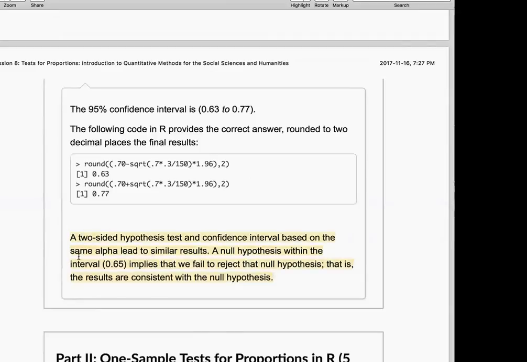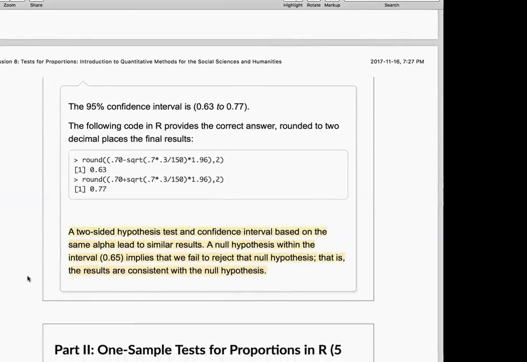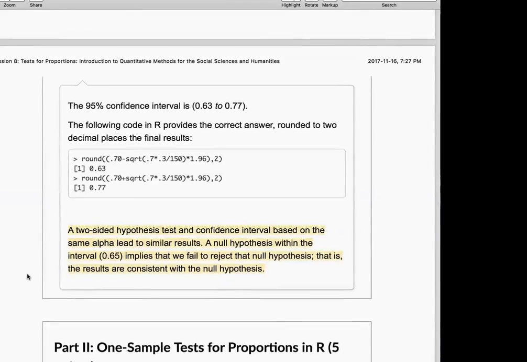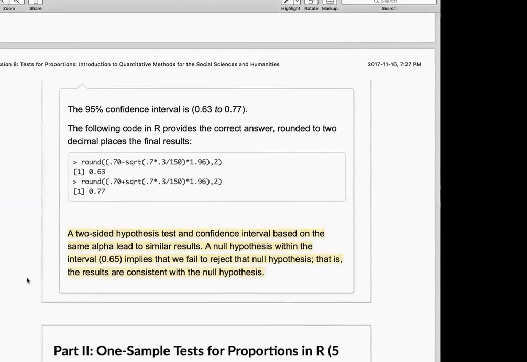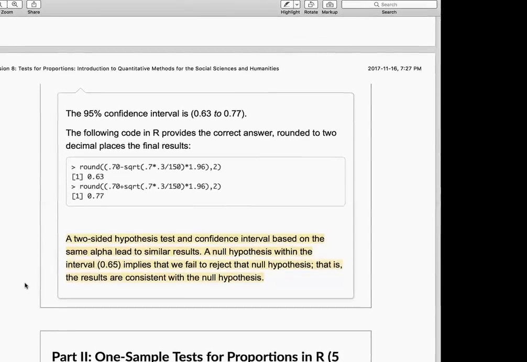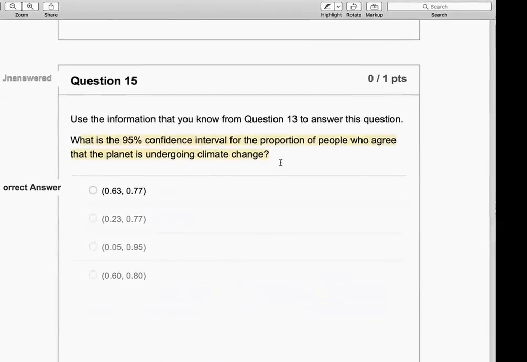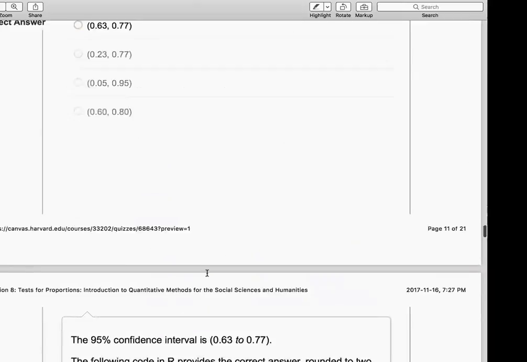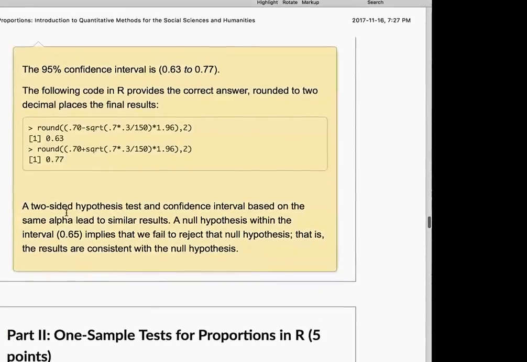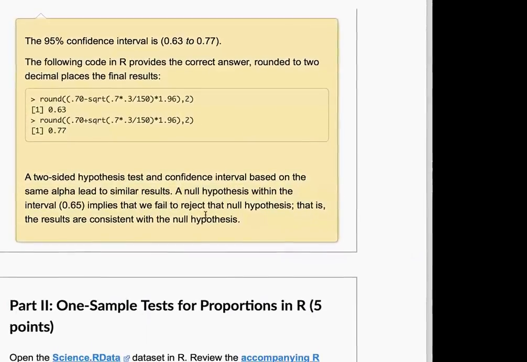But I think if you look at the description here, this pretty much explains the answer. A two-sided hypothesis test and confidence interval based on the same alpha lead to similar results. A null hypothesis within the interval implies that we fail to reject the null. That is, these results are consistent with the null hypothesis. That's essentially the interpretation of question 14 answered in question 15. So we sort of hid both answers for questions 14 and 15 there.